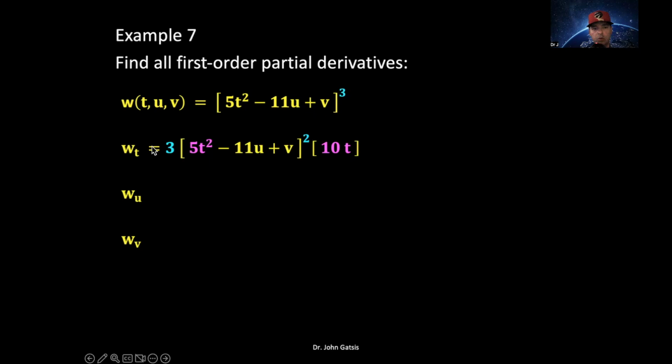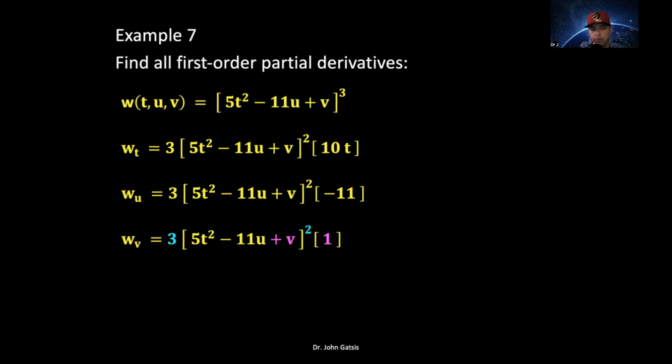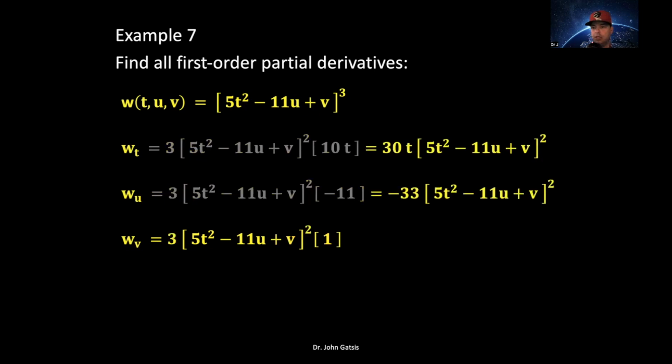So you see that it's always going to be 3 bracket to the 2, and then inside we have a function of t, u, and v, but we only care about the t term because we're doing w sub t. And the derivative of 5t squared is 10t with respect to t. And you'll see that for the second term, the beginning is identical, and then the chain step will be with respect to u, giving us a derivative of negative 11. And again, for w sub v, that first part with the bracket is the same as the previous two. And we have a chain step with the derivative of v with respect to v, which is 1. These can clean up a little bit, but nothing too dangerous that you can't handle.